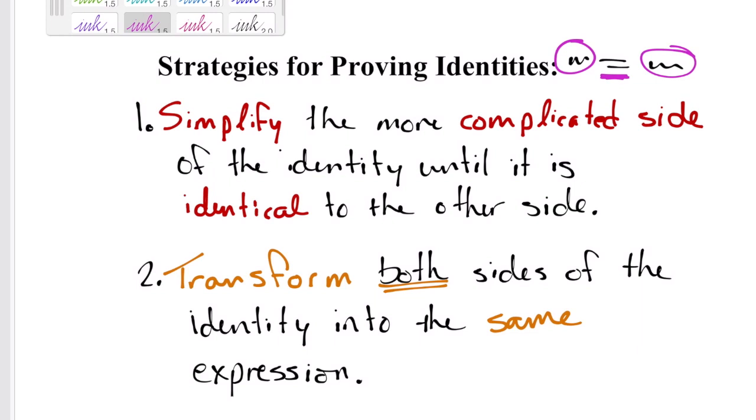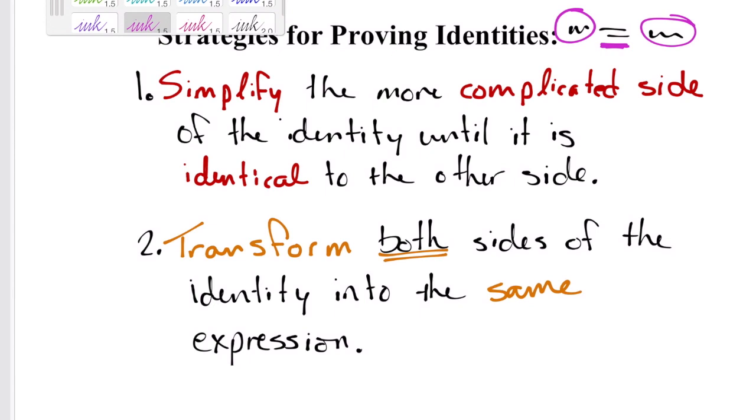The other one, if they're both super complicated or annoying, just start working with the left side, simplify it as far as you can. If you get stuck, then you start working on the right side, and then you simplify that until you get stuck. The goal for all this, though, is for both sides to be identical or the same. So you want it to be equal.